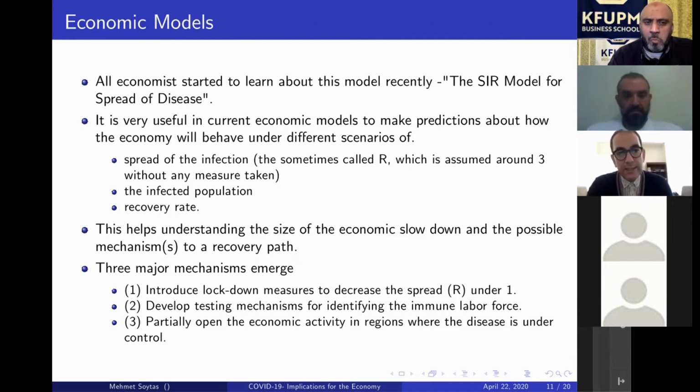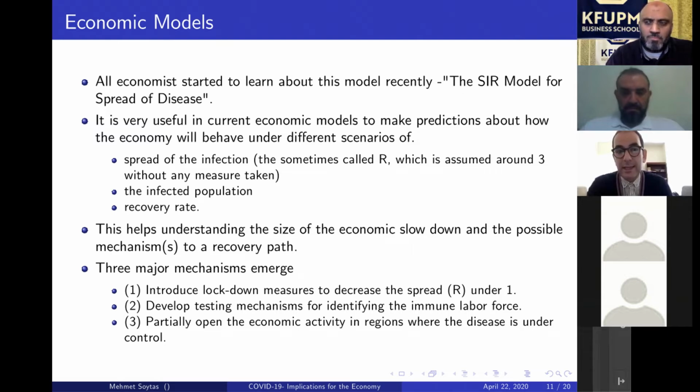The first one is to introduce lockdown measures to decrease the spread under 1. Okay, so that means each person does not even infect another person. And that's already being applied, we can see any government around the world, this way or that way, employed a version of a lockdown measure. Okay, and that's a must, and that's a policy to keep the pandemic under control in the short run.